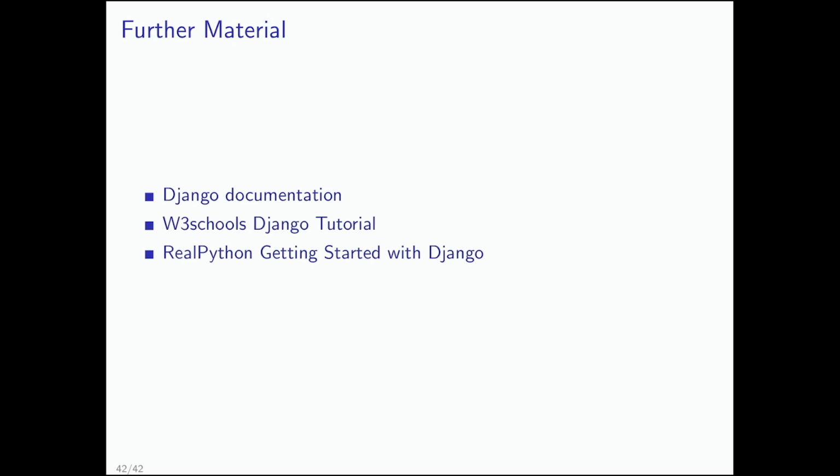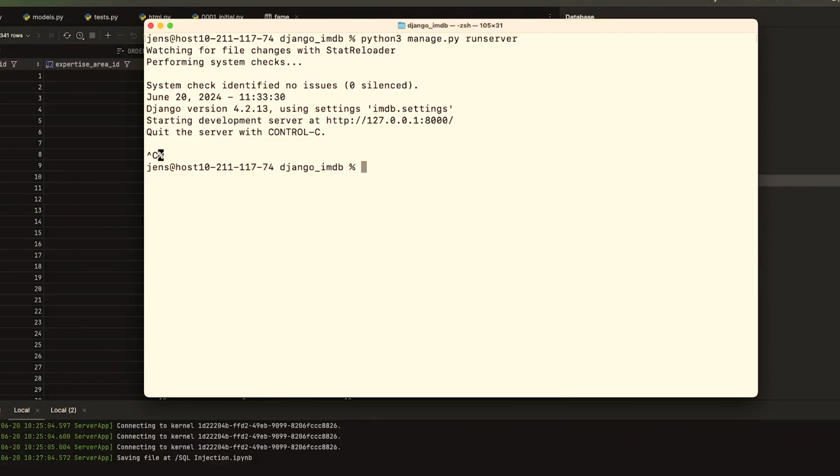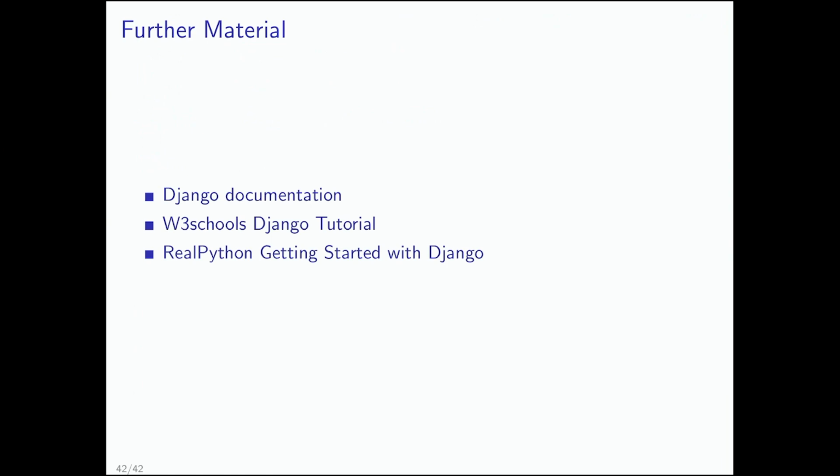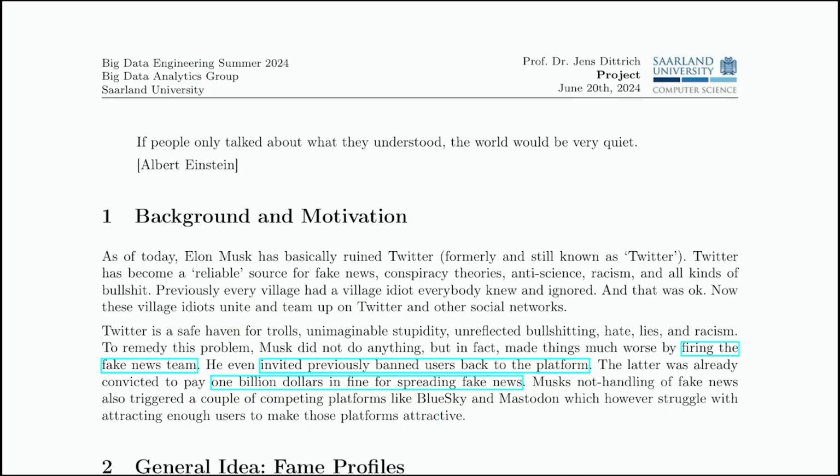And what we will publish today is a project. The project is a Django application, inspired by a book from a colleague of mine who is also in big data engineering, and also inspired by the famous quote from Albert Einstein: if people only talked about what they understood, the world would be very quiet. Maybe you can relate to that. Each of us knows people who talk about things they maybe don't understand too much about. Everyone has an opinion about something. Do I have to have an opinion about something I don't understand?